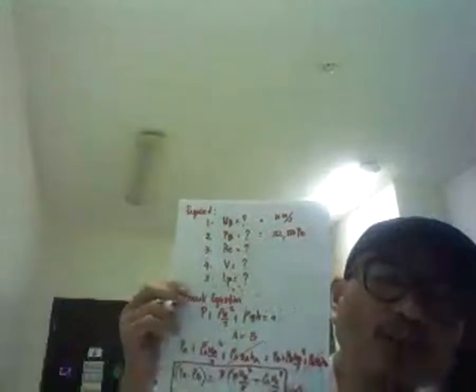Oh, nasira na siya. 1, 2, already answered. So number 3, what is the Reynolds number? Actually, first na siya compute dapat, no? To determine whether laminar or turbulent. It's okay.